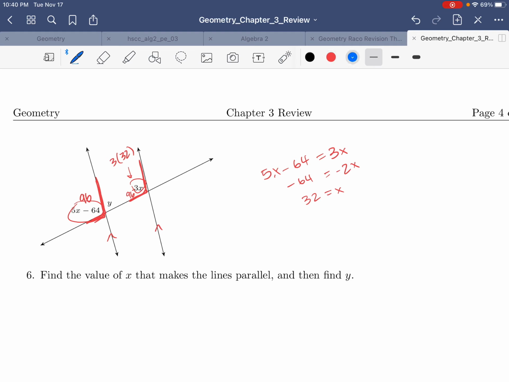Now, what this tells me is that the 96 and the y must add up to 180 for two reasons. One, they're a linear pair over there in the blue, and two, they are consecutive interior angles there in the black. They both lead to the same exact equation. y plus 96 has to equal 180. Solving this, we get y is equal to 84. And those are my two answers.